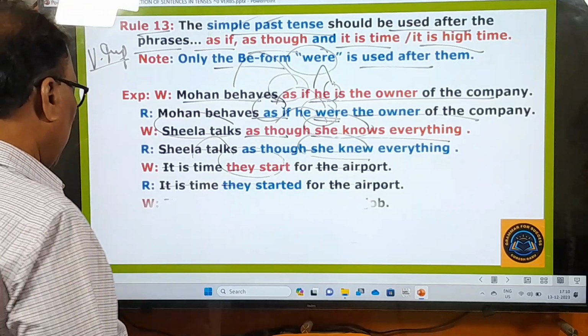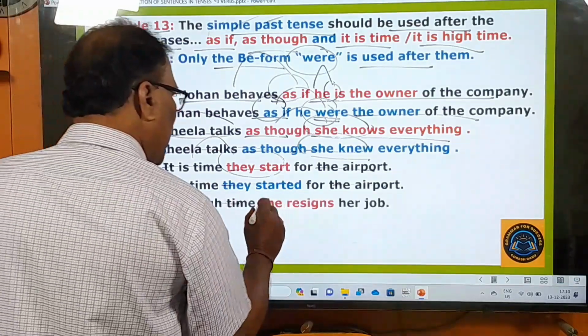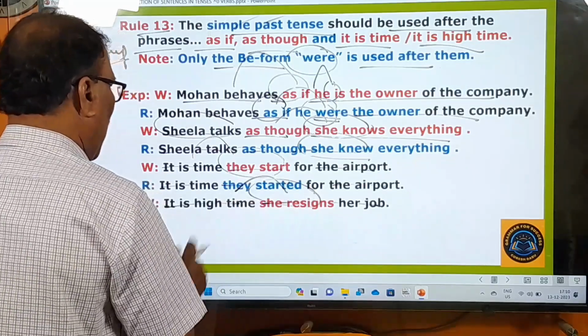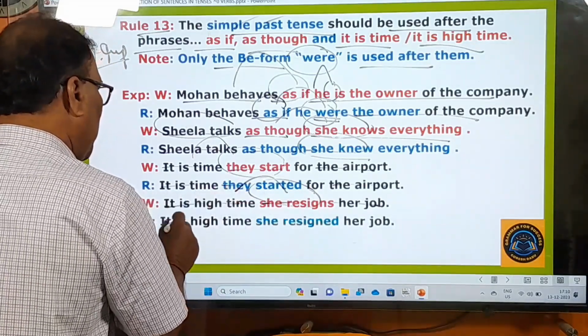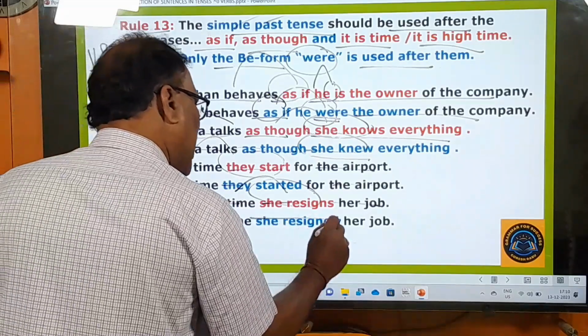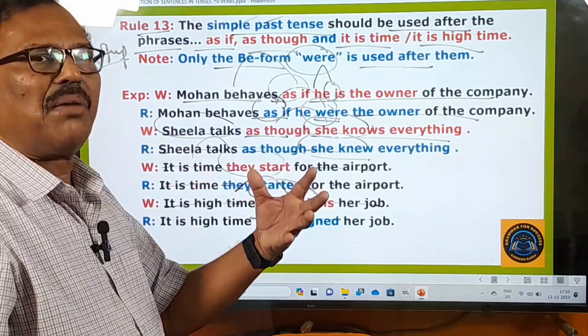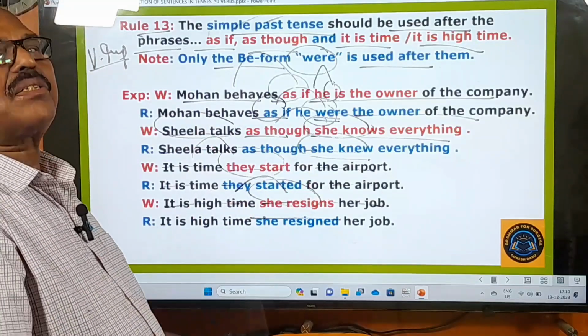One more example here I would like to give. It is high time she resigns her job. Don't say she resigns, simple present tense. After it is high time, you should not say that. What should you say? It is high time she resigned her job. That means by this time she should have resigned her job, but she has not yet done it.